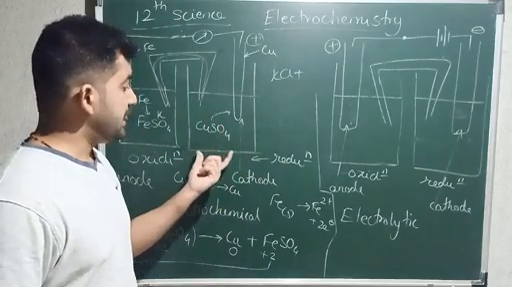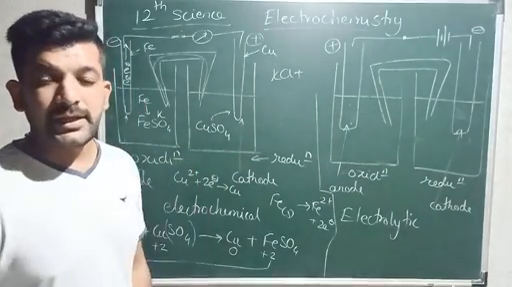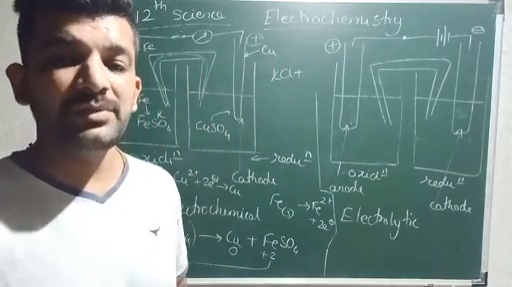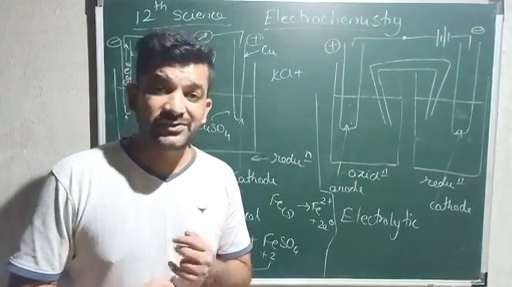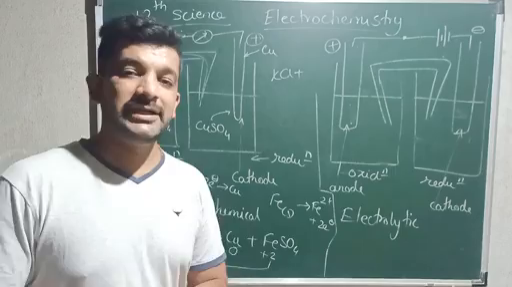So this is half cell cathode and this is half cell anode. The next part of electrochemistry we will see in the next video. I hope you have understood the difference between electrochemical cell and electrolytic cell.